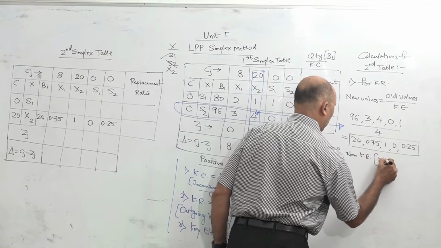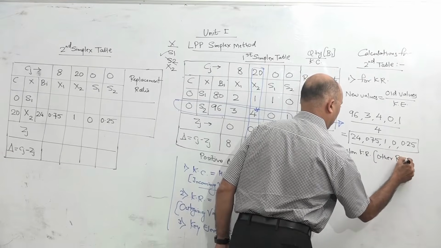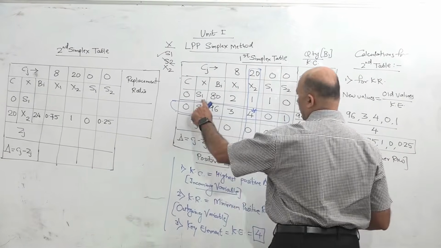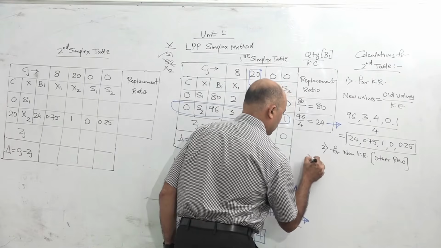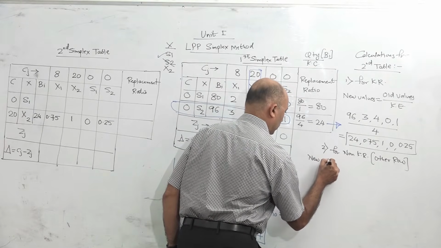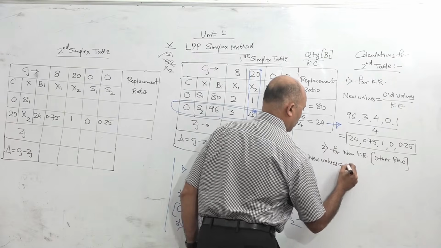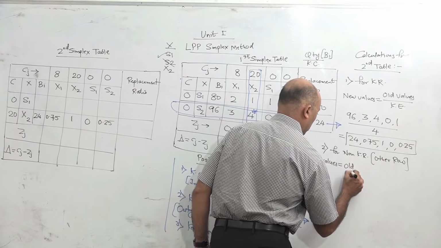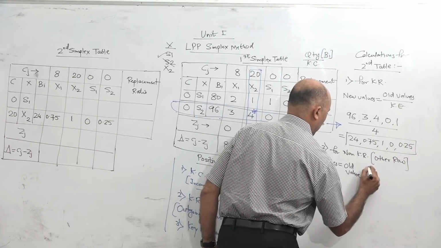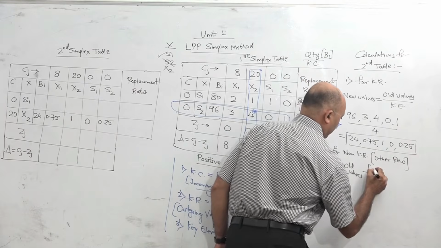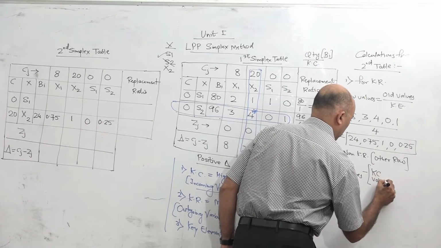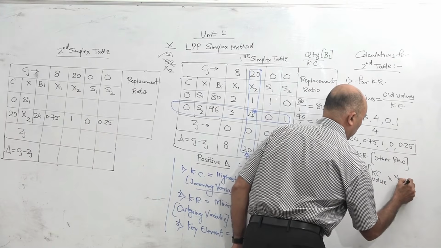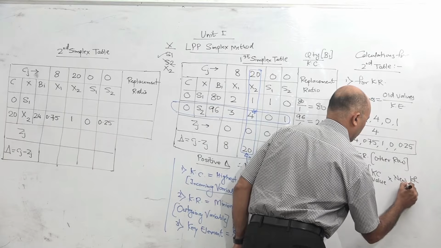Non-KR means other row. Okay, the remaining row, that is the first one now. And for that the formula is: new values equal to old values minus, in bracket, KC value into new KR values.